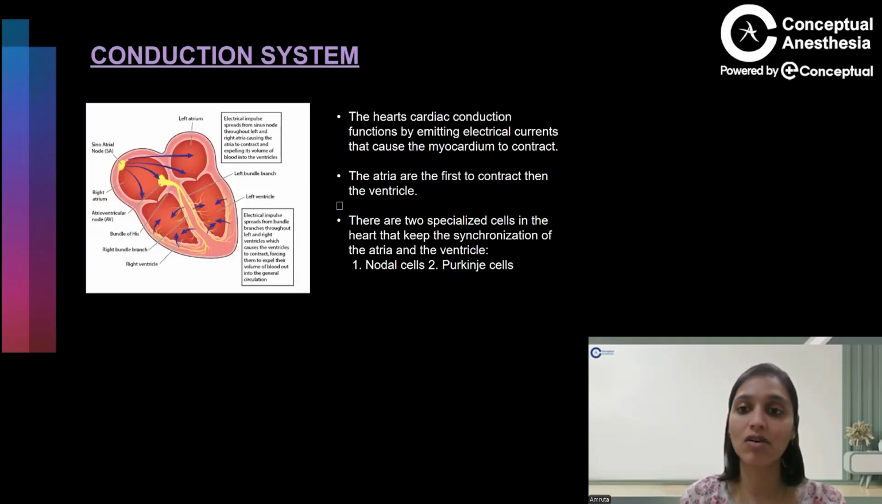So first let us go through our conduction system quickly because I'm sure you are all aware of it. Your conduction system mainly has two specialized cells which are responsible for the synchronization of the conduction. One is your nodal fibers, that is your SA node and the AV node, and secondly your Purkinje cells. From the SA node, through the internodal pathways, and then into the AV node, which is responsible for the atrial contraction, followed by the ventricular contraction. This is responsible for the maintenance of the AV synchrony.